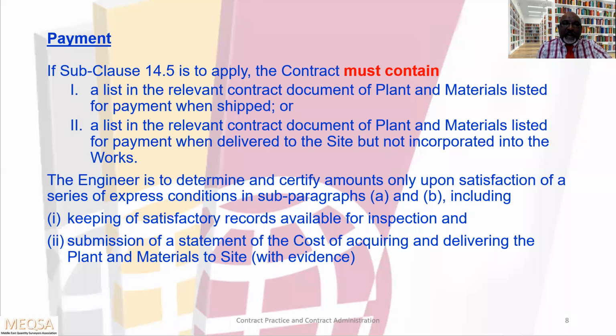The first one, when shipped. The next one, delivered to the site but not incorporated into the works. The engineer is to determine and certify the amount only upon satisfaction of the series of express conditions in subparagraphs A and B in subclause 14.5, including keeping of satisfactory records available for inspection and submission of a statement of the cost of acquiring and delivering the plant and material to the site. We will look into how we have to certify the material offsite in the next chapter.